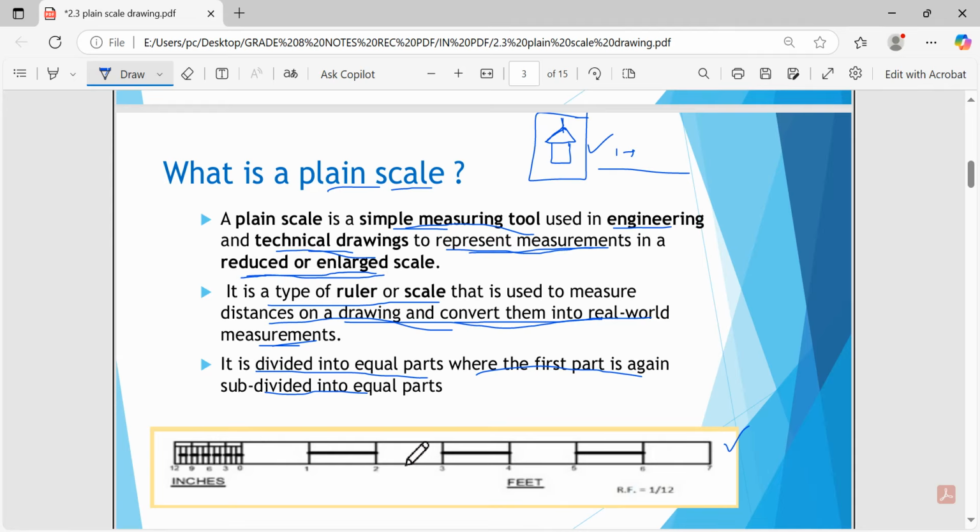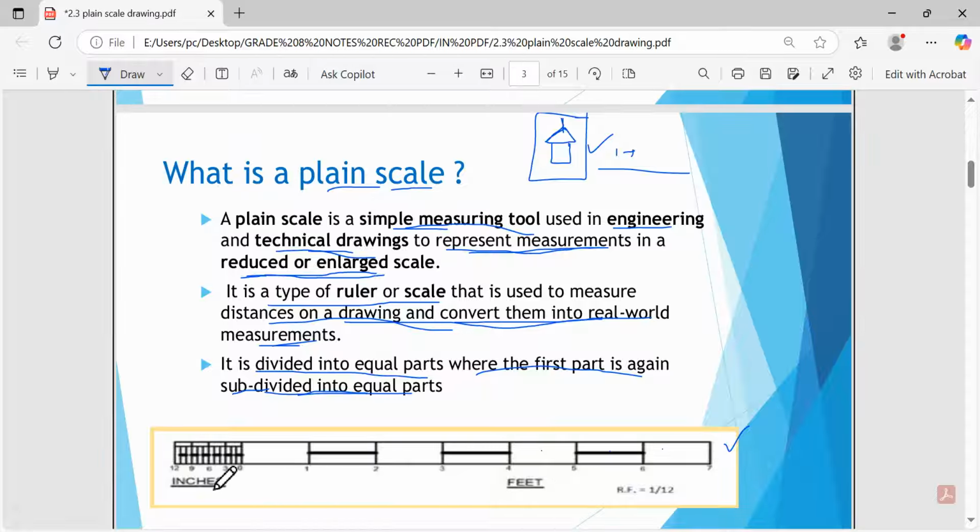Now, this is how a plane scale looks like. We've said it is divided into equal parts. If you look at this part, the first part, the second part, the third part, they are divided, they are equal, and the rest, they are equal. Again, the first part is divided into equal parts. This is the first part, and again, this first part is subdivided into equal parts. So that is how basically a plane scale looks like.